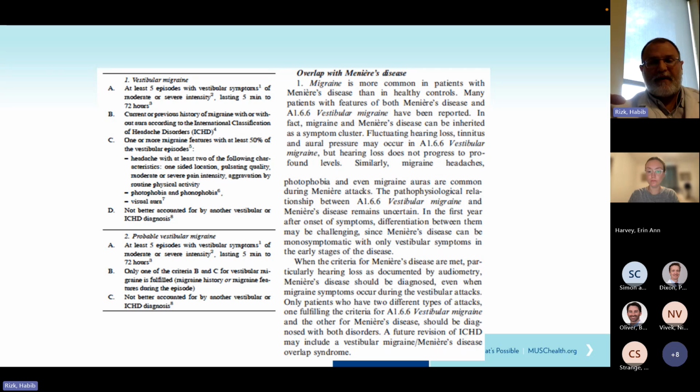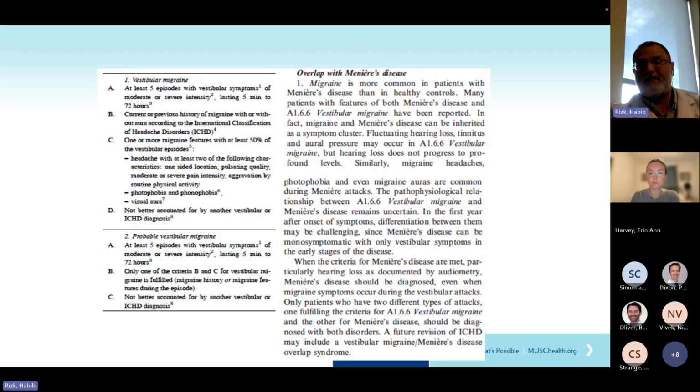Whereas the vestibular migraine criteria, published in 2012, are listed here. You have to have 5 episodes of vestibular symptoms. So the initial slide that I talked about: internal vertigo, vestibular visual symptoms, dizziness as a spatial disorientation, and postural instability.